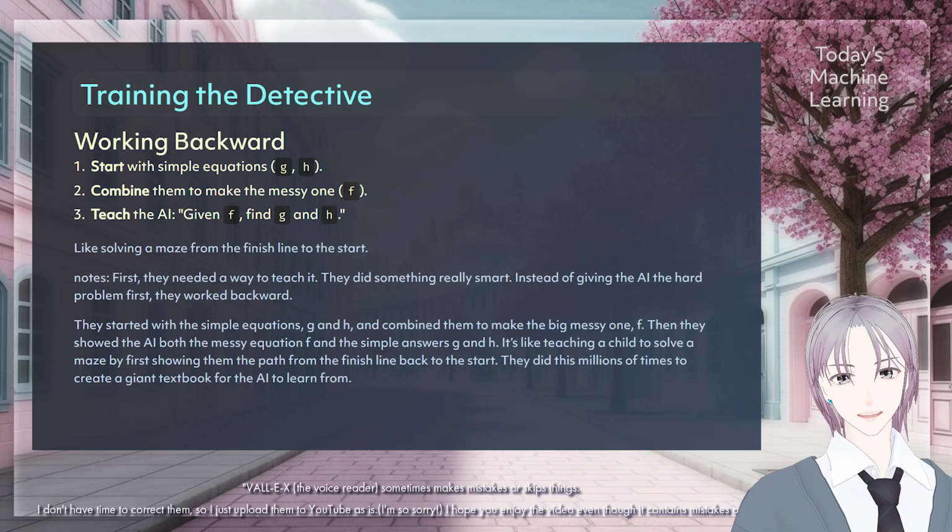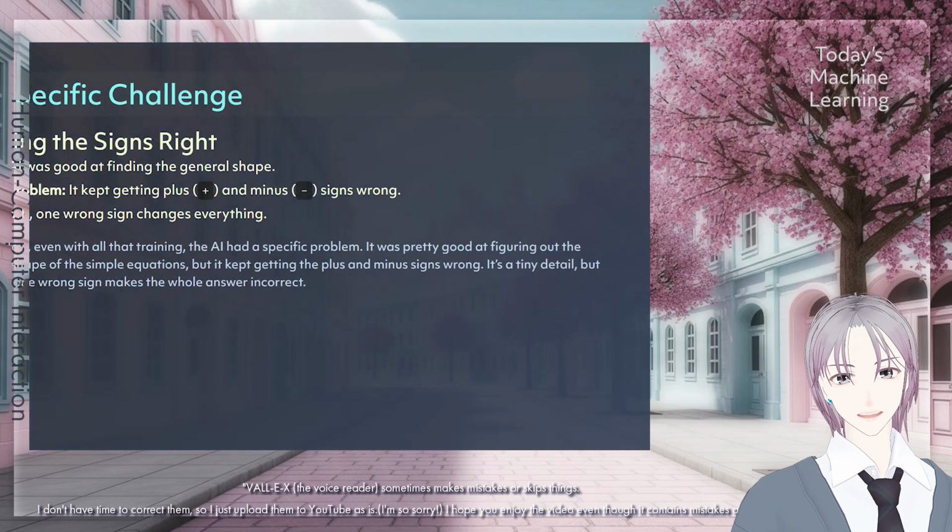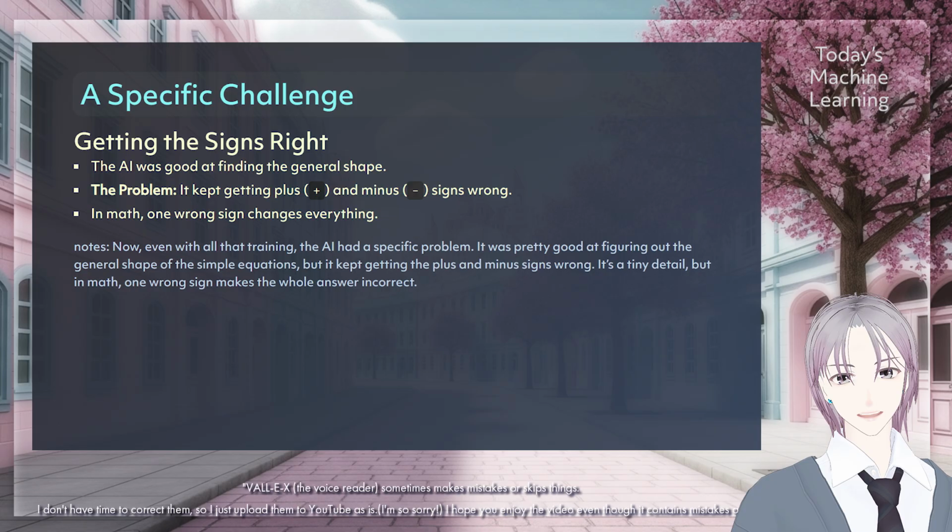It's like teaching a child to solve a maze by first showing them the path from the finish line back to the start. They did this millions of times to create a giant textbook for the AI to learn from. Now, even with all that training, the AI had a specific problem. It was pretty good at figuring out the general shape of the simple equations, but it kept getting the plus and minus signs wrong. It's a tiny detail, but in math, one wrong sign makes the whole answer incorrect.